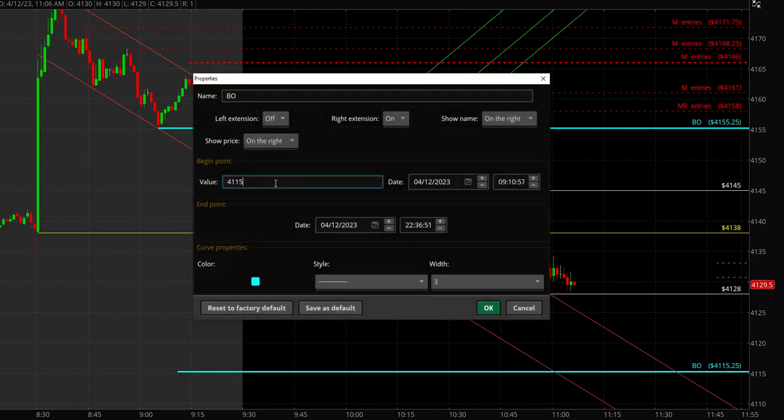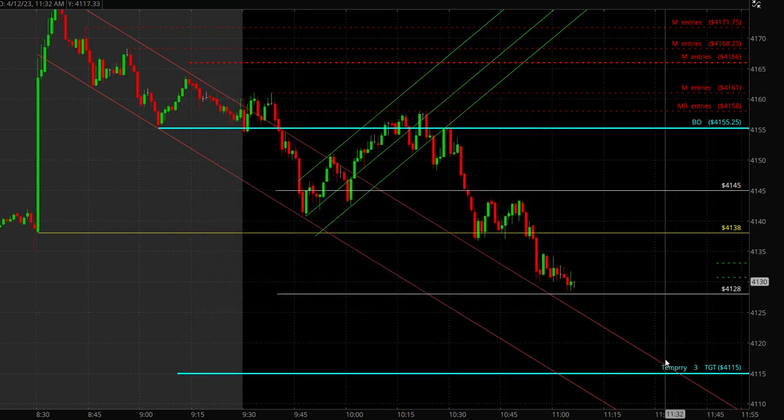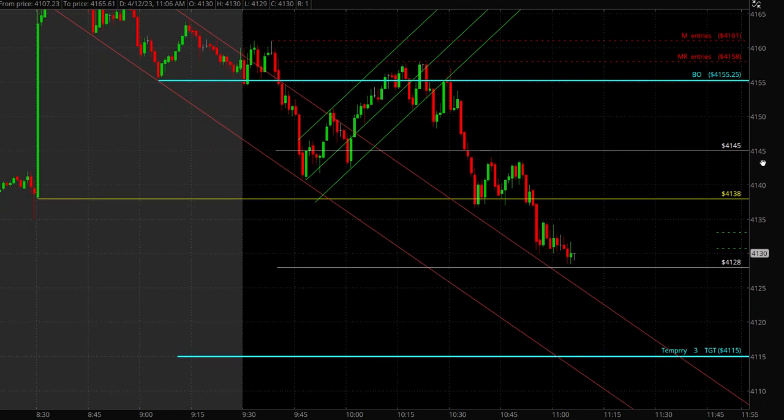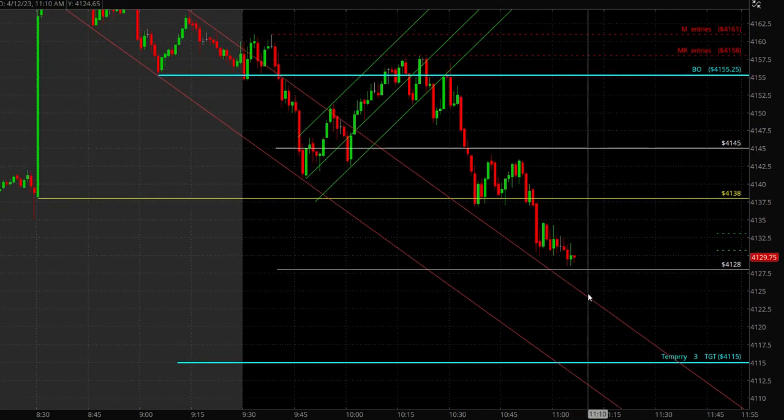All right, so 15. It's a temporary third target. Temporary. Okay. So we're going to have 15 in our aim as a clean break of 28. I'm expecting 28, 15. This is target 3.